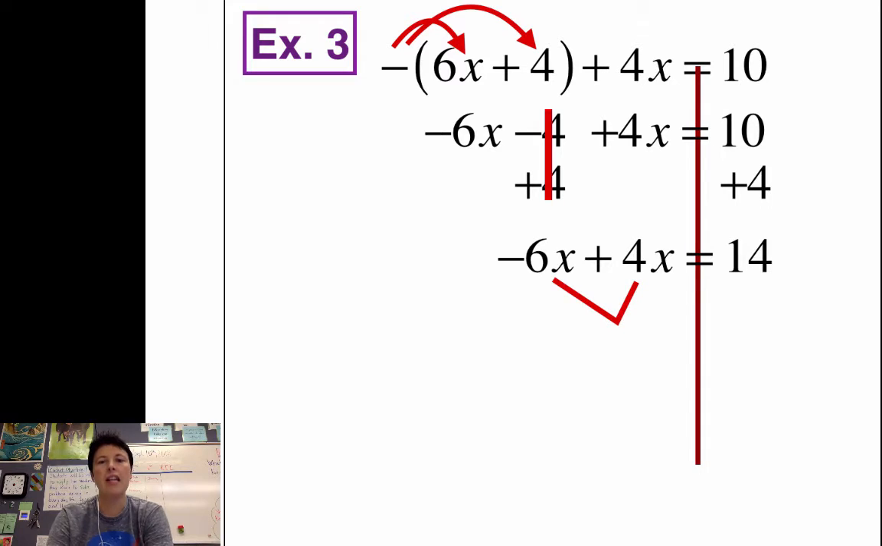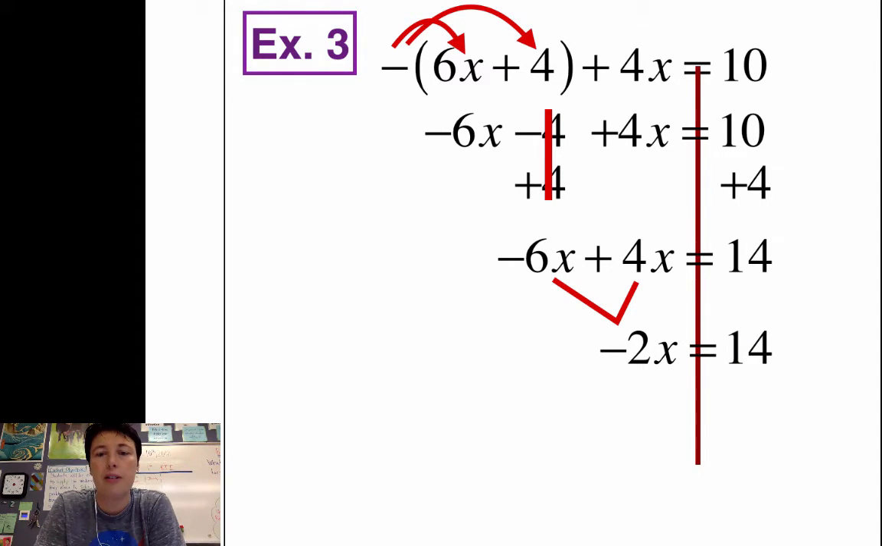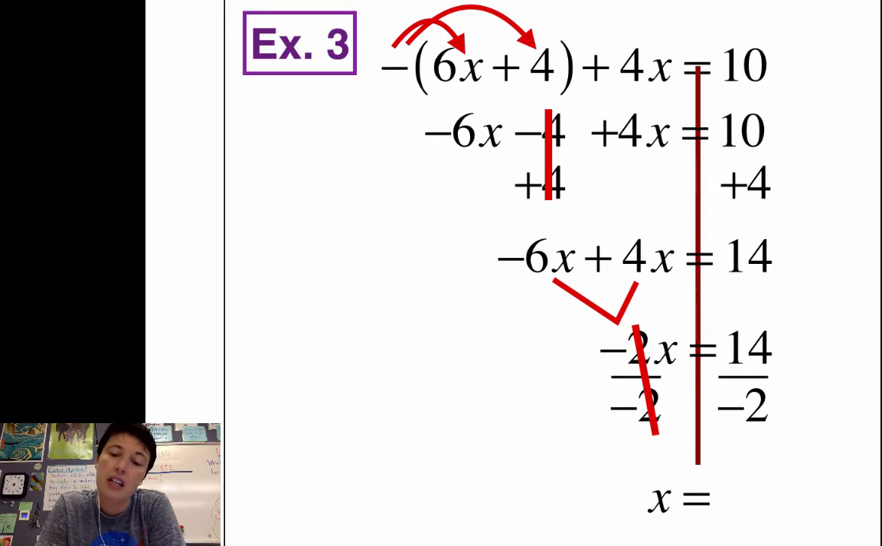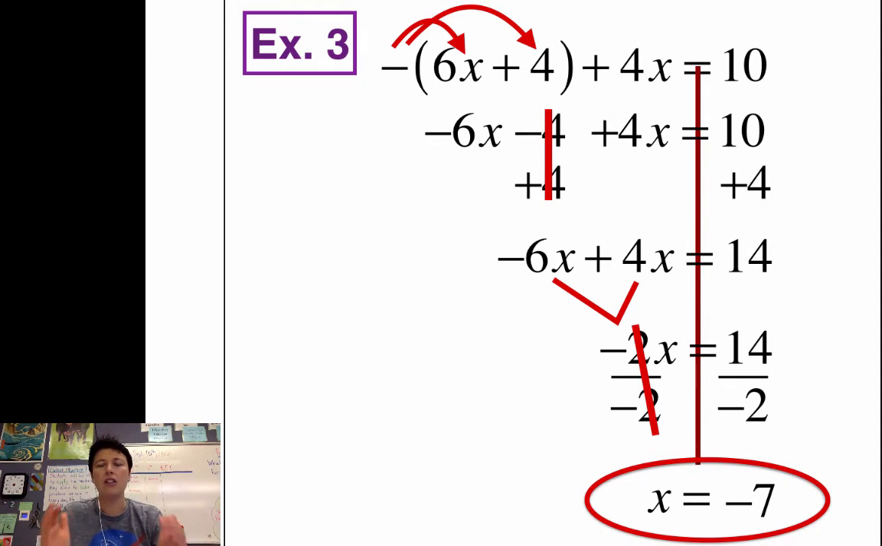Let's combine negative 6x plus 4x. Well, negative 6 plus 4 is a negative 2, so it's going to be negative 2x equals 14 on the other side. How do we solve? What do we do as the last step? We divide. We're going to divide by a negative 2 to get rid of it. So negative 2 on both sides. Now 14 does divide by 2. It's 7. But because of the negative, it'll be a negative 7. And there's our solution.